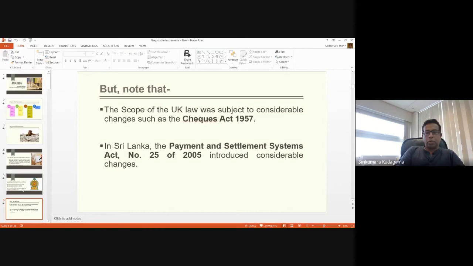You'll see that the scope of UK law was subject to considerable changes by statutes such as the Cheques Act of 1957. We did not have something corresponding to that, and that is why Sri Lanka's bills of exchange related legislation is very often criticized as not being updated to the level it has been updated elsewhere. But in Sri Lanka also, the Payment and Settlement Systems Act, Act number 25 of 2005, introduced certain changes.